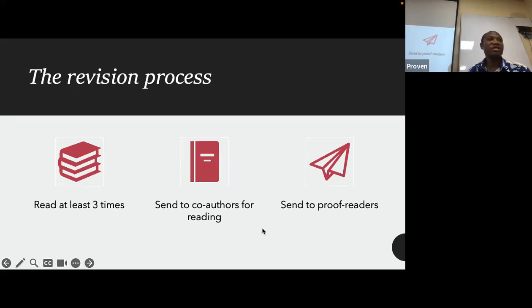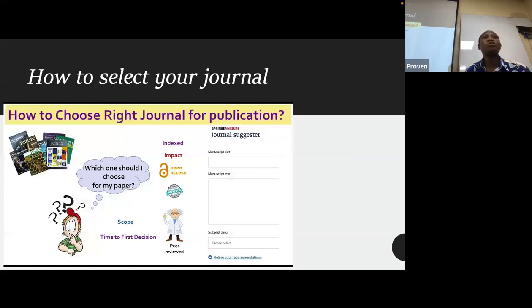Okay, so when you have done this revision process and you are sure that, according to 2 or 3 witnesses, this work is sensible to publish, then you need to look at how to select your journal. You might have selected your journal at the beginning, but even at the end of the work, you can still select your journal again. Which one should I choose for my paper? There are several journals, thousands, if not millions of journals, and all of them are places you can publish, but you have to look at the scope of that journal. Does my work fit in the scope of this journal?